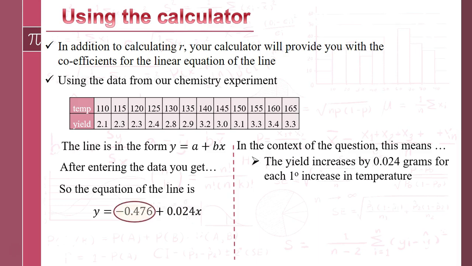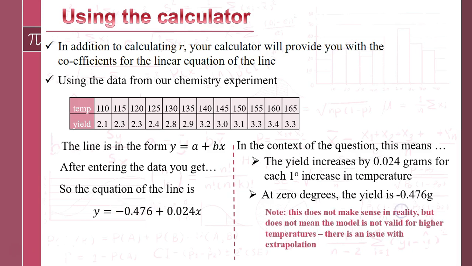What's going on with that bit, which is the y-intercept? Well, what we're saying here is at 0 degrees, the yield is minus 0.476 grams. Now that makes absolutely no sense at all, because what it's saying is at 0 degrees, we're producing negative yield, which just can't possibly happen. So you'd be expected to realise that that doesn't make a lot of sense. So what's going on there is that although there's nothing wrong with this value, this is the correct value that gives us the equation of the line, but what we've got is an issue with extrapolation.